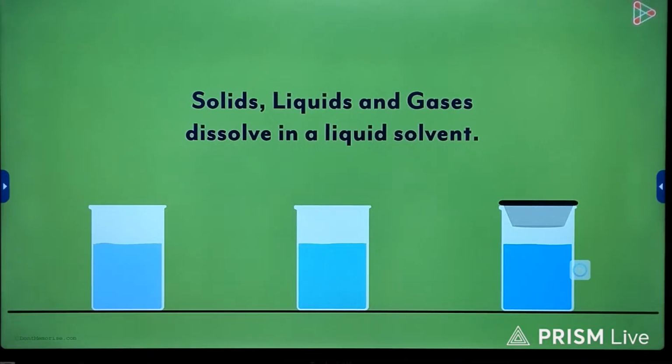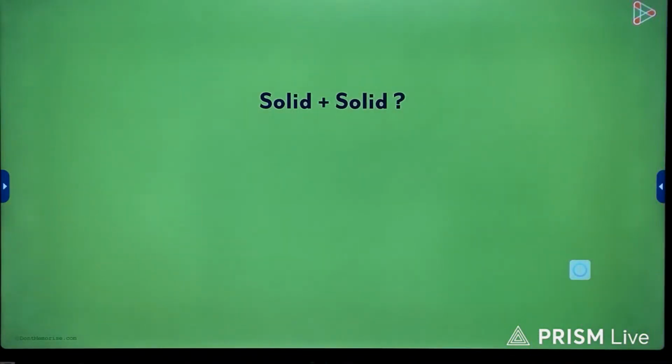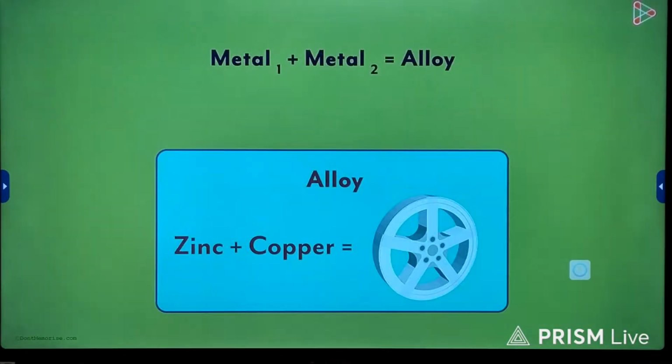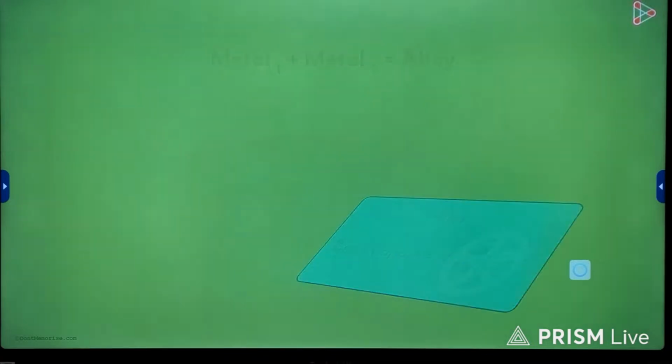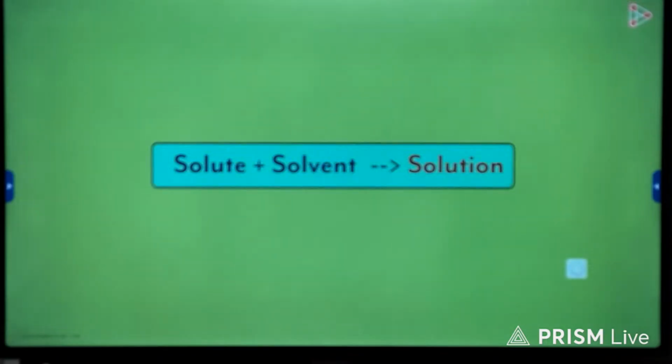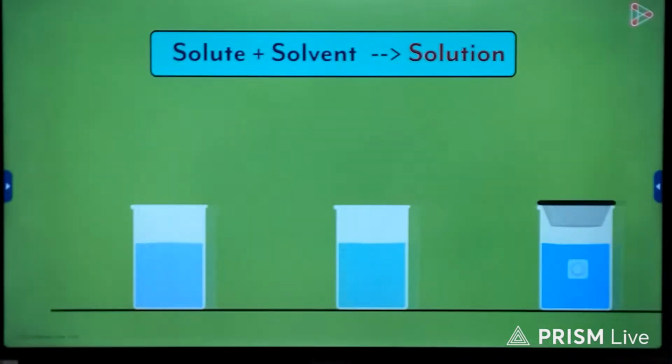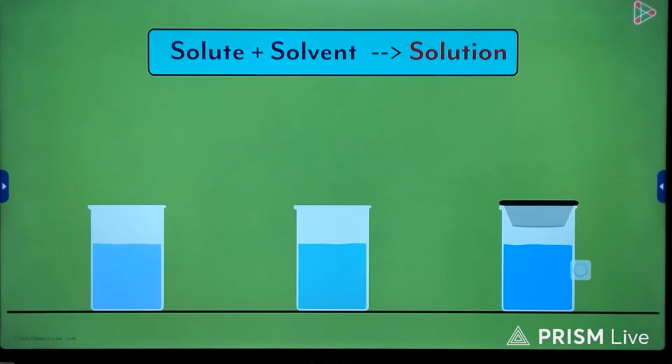Think for a minute whether a solid would merge with another solid. Sounds unlikely, right? But yes, it's possible. An alloy is an excellent example of such a mixture. Alloys are nothing but mixtures of metals or mixtures of a metal and another element. Now, what about the final product formed after a solute has mixed with a solvent? What do we call such a substance? It is called a solution. Solvent plus solute gives rise to a solution. So, what we have in all three beakers are solutions.